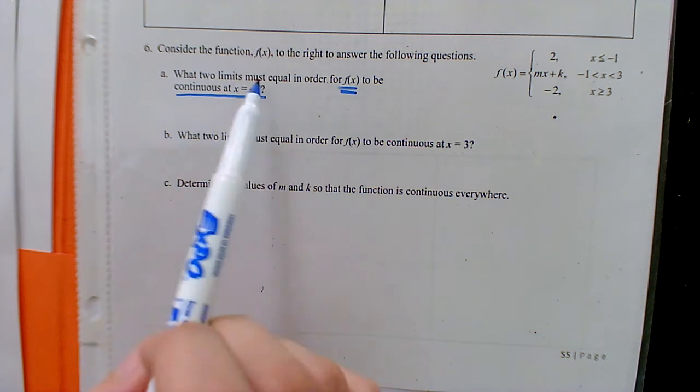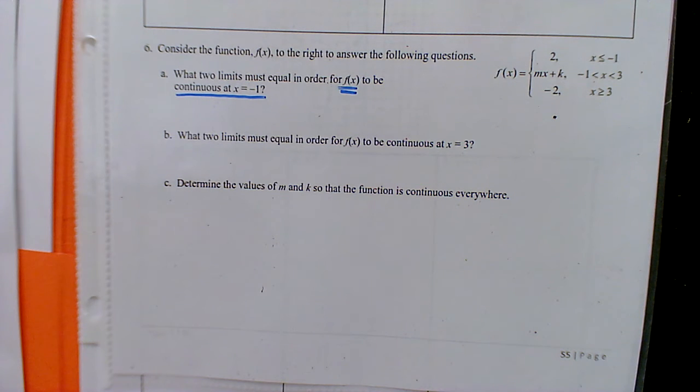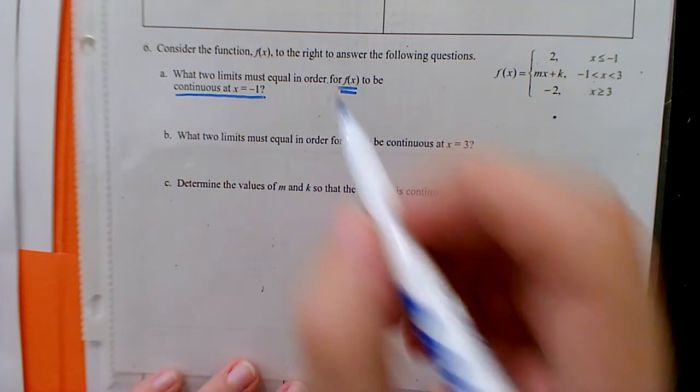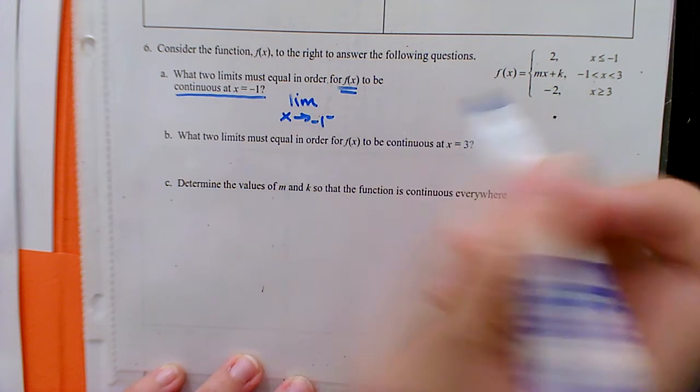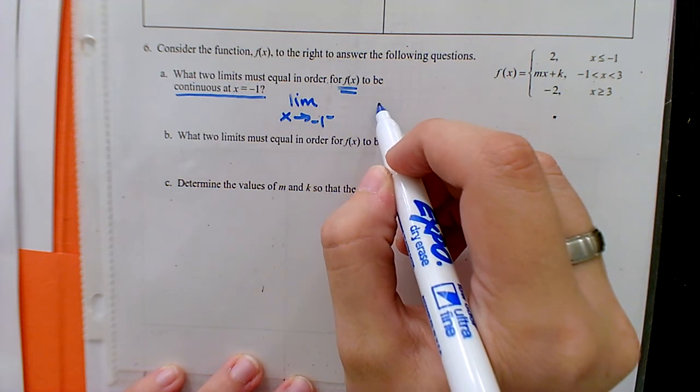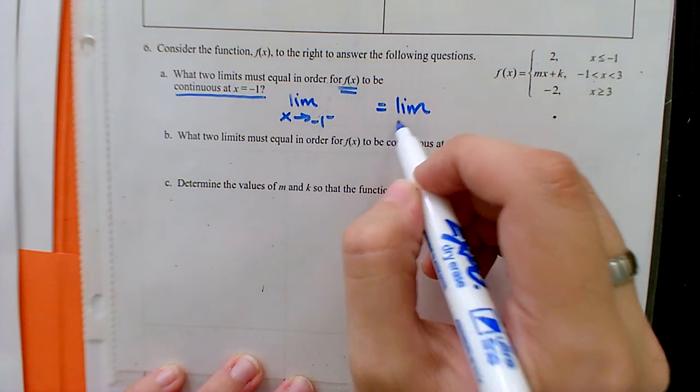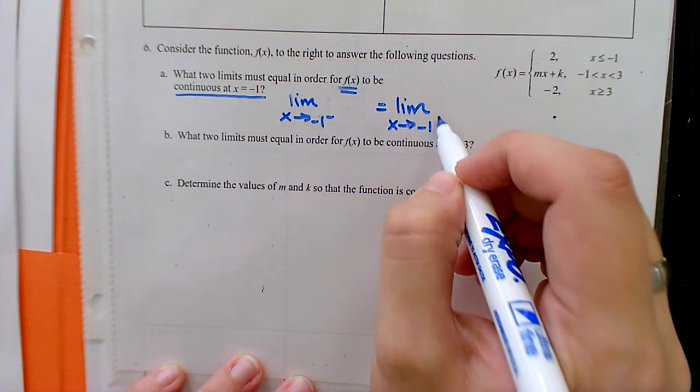So what two limits? Can we write that out mathematically? What two limits must be equal? Remember, the second piece of our definition is that the limit must exist. So what two limits must be equal in order for an overall limit to exist? Yeah? -1 from the left and -1 from the right. Okay, so let's write that out.